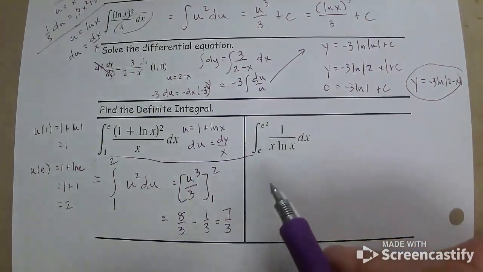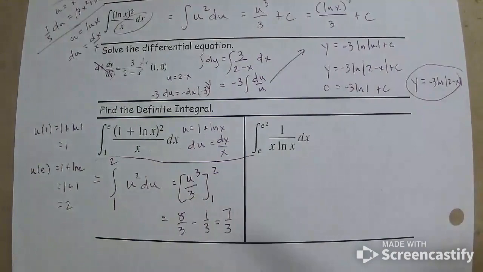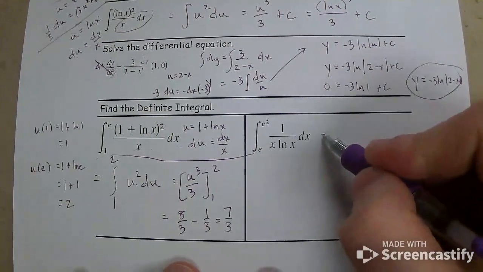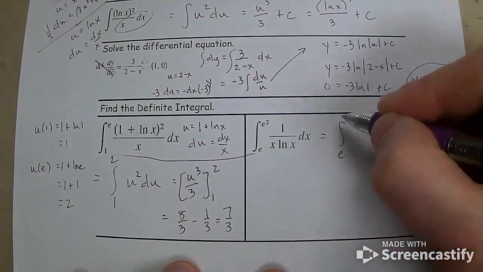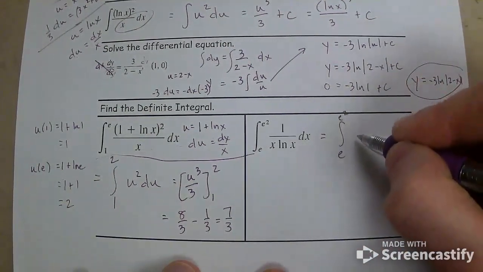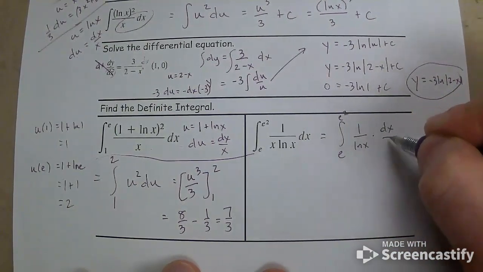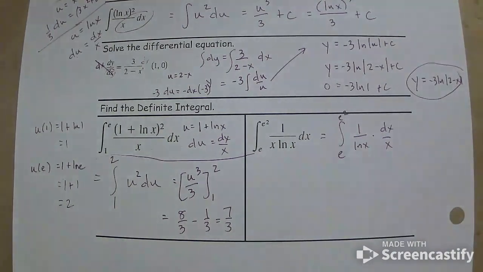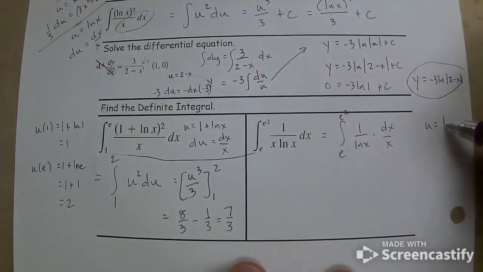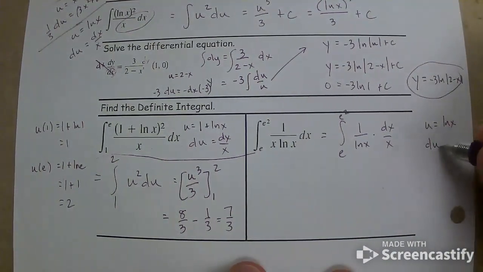There really isn't an innermost function. So our thought process needs to be, well, if I let u equal this, what is the derivative going to be? Well, I see this as the same as 1 over natural log of x times dx over x. It's the same setup, just written differently. So I'm going to let u equal ln of x, which would make du equal to dx over x.